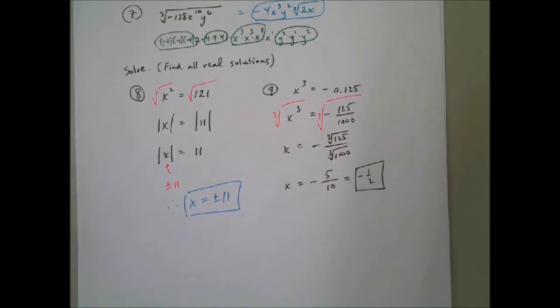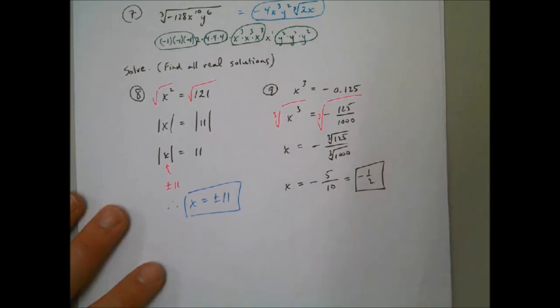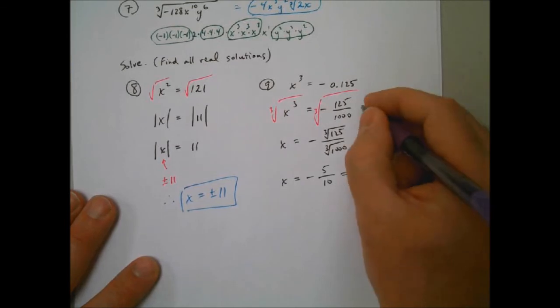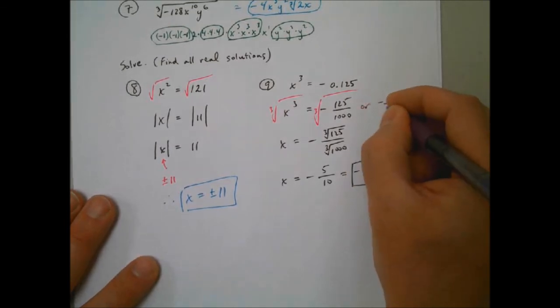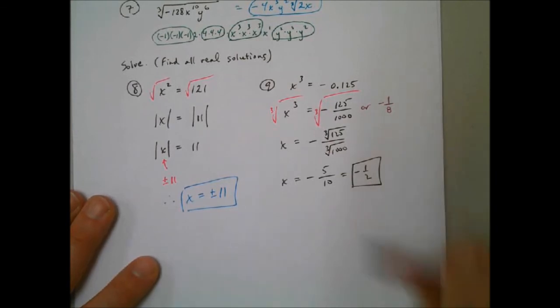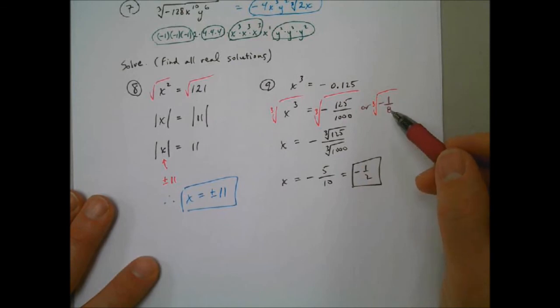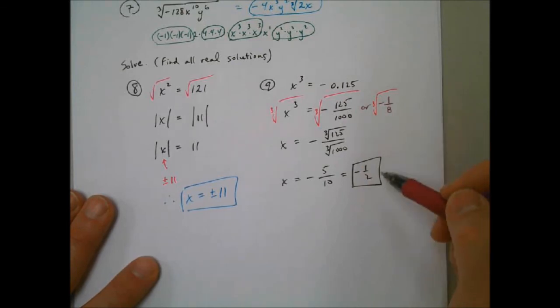Now, could we have done that a different way? Sure, we could have done this a different way. If we had reduced 125 over 1,000 to begin with, that reduces to 1/8. And so if we did the cube root of that, you can see that we've got the negative, and the cube root of 1 is 1, and the cube root of 8 is 2, and so you could have done it that way as well.